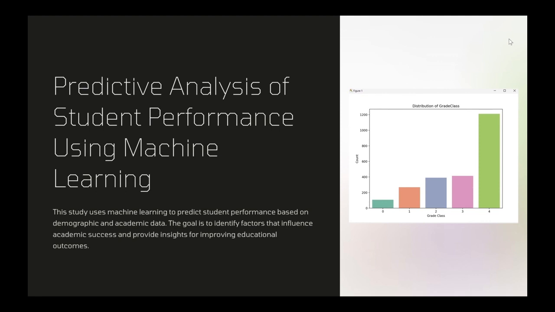Hello everyone. Today I am going to discuss predictive analysis of student performance using machine learning. This study uses machine learning to predict student performance based on demographic and academic data. The goal is to identify factors that influence academic success and provide insights for improving educational outcomes.